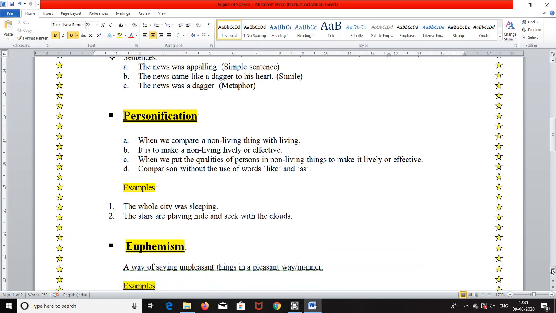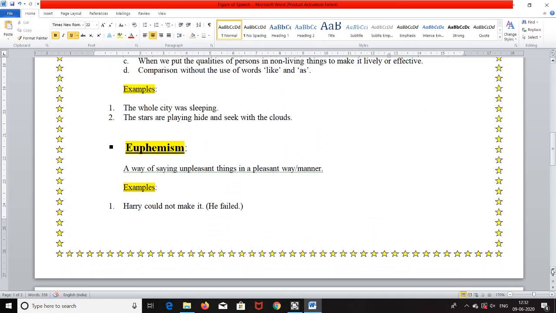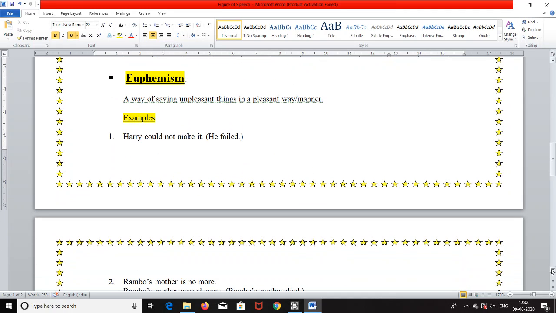Another figure of speech is euphemism. Euphemism is basically a way of saying unpleasant things in a pleasant manner, not to be too harsh. So just to say harsh things in a pleasant manner, making the harsh things look pleasant.